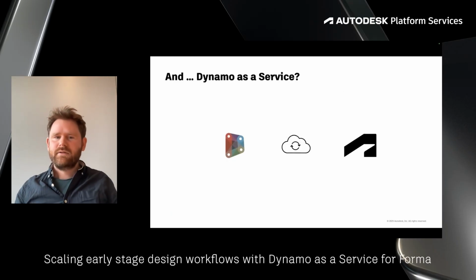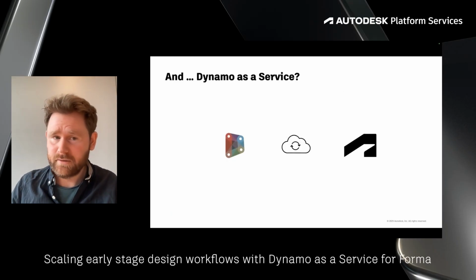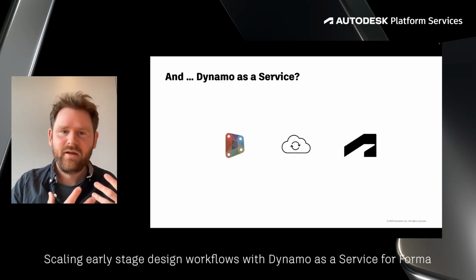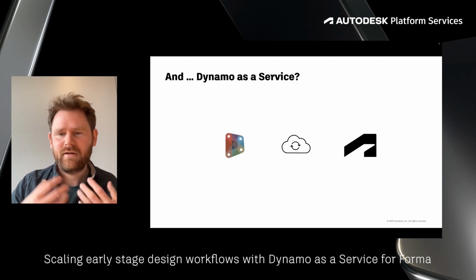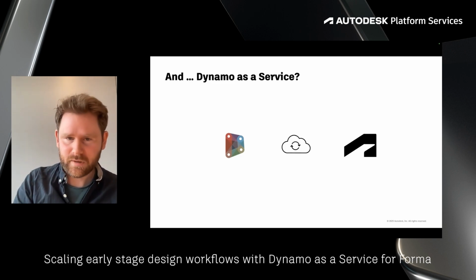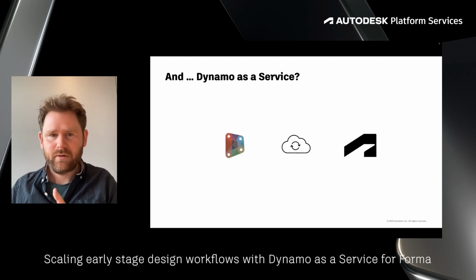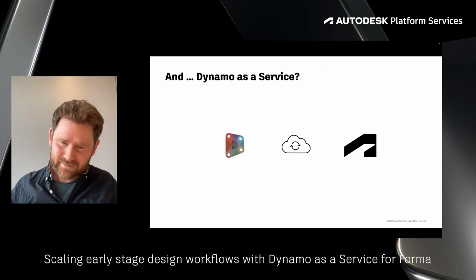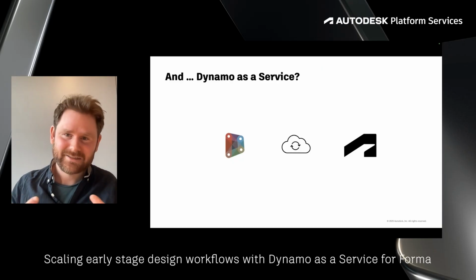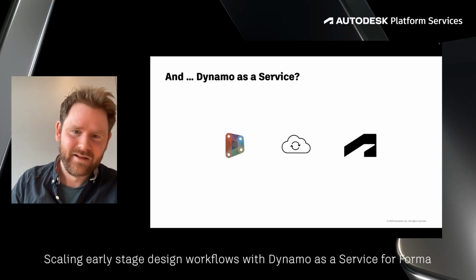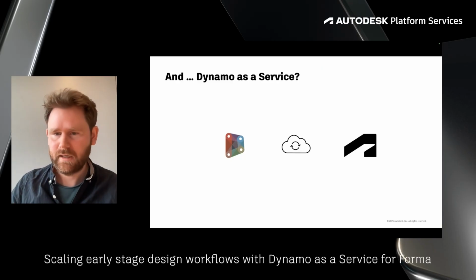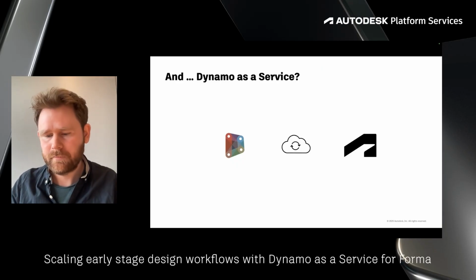And then let's consider what we built for AU. So Dynamo is a desktop software built on top of mainly Revit. Forma, on the other hand, is a cloud-based browser solution. So these two technologies don't actually compose directly together. So what we did was to move this execution engine of Dynamo to the cloud and connected it to Forma.